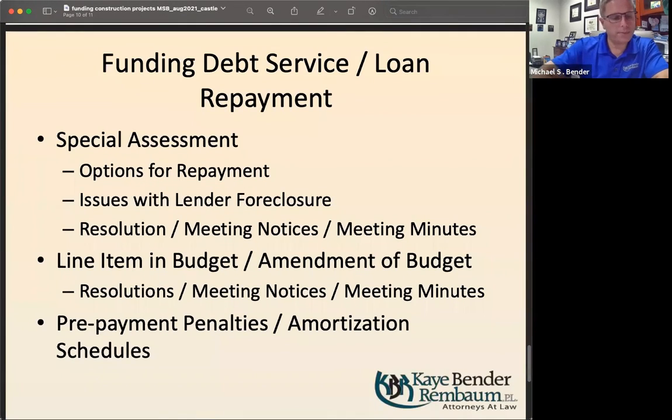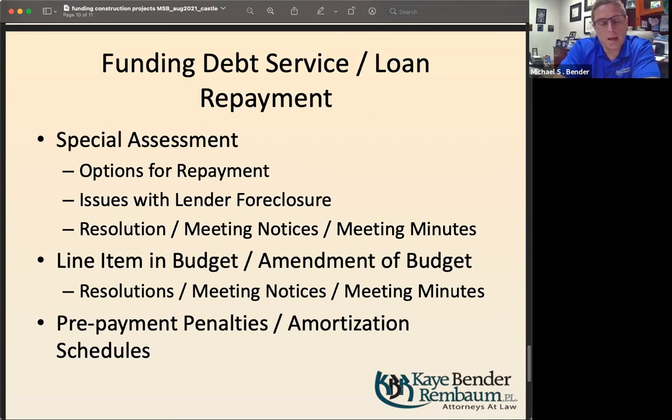Okay, let's quickly go into funding. The funding of the loan. Okay, we talked briefly about options for repayment of the loan. The special assessment route is often used. There's two ways. You can use a line item in the budget, as it says there, or you can amend your budget.